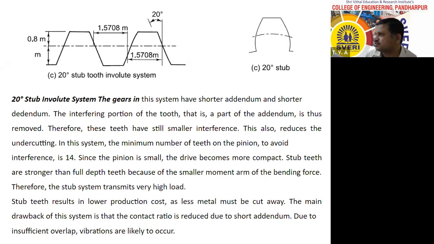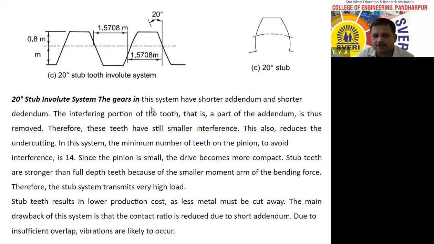In the grinding process, material is removed in terms of microns. Therefore, this top portion is removed and the addendum height is decreased. When the addendum height decreases, clearance is created again and the gear can rotate. No interference will occur. Therefore, this is known as the 20-degree stub involute teeth or stub involute system.